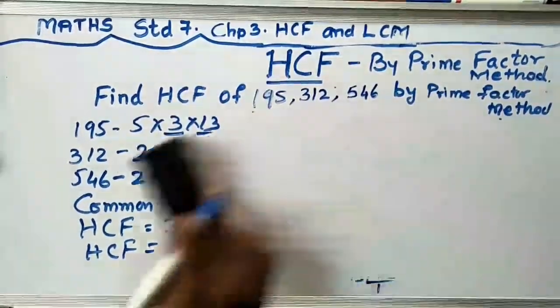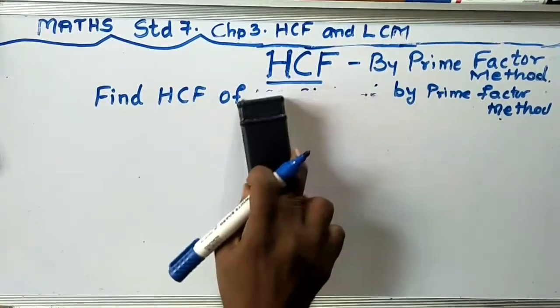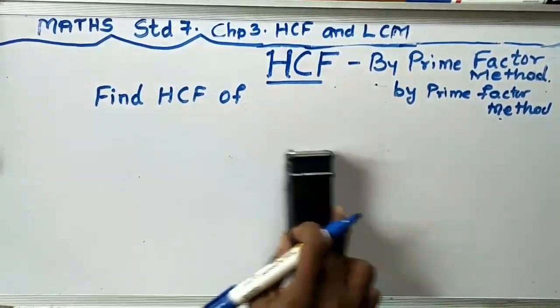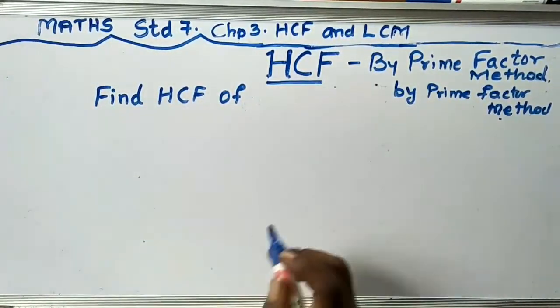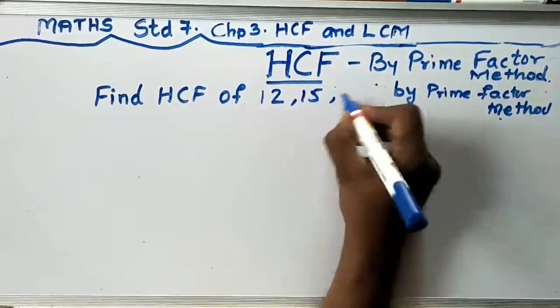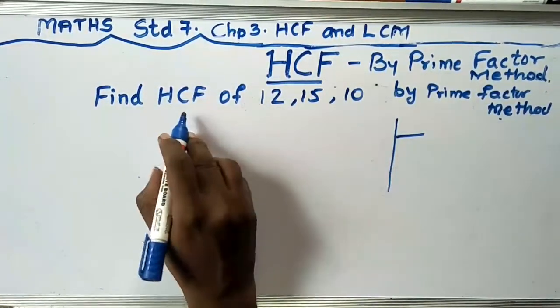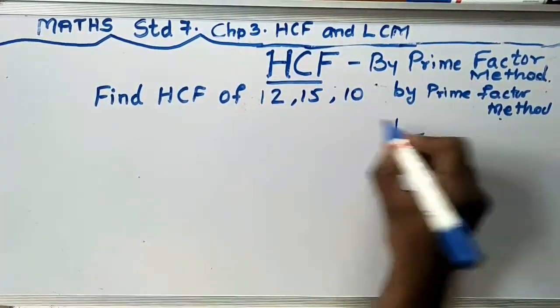In this way, we have to find the HCF. I'll do one more sum for finding the HCF. Let us take some easy numbers. I'll take 12, 15 and 10. So first, for finding the HCF, you have to find the prime factors of 12.